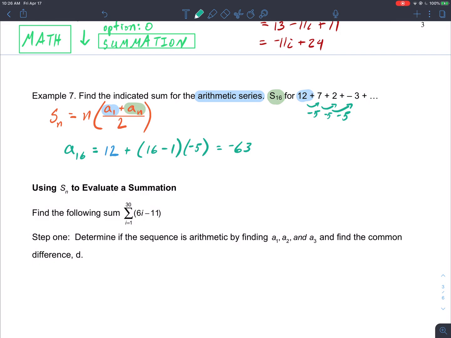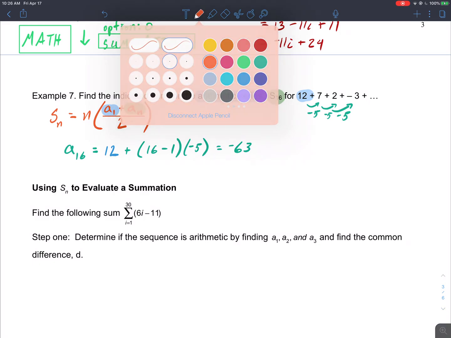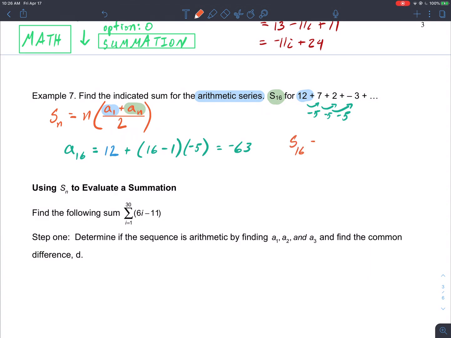All right, so now I can go straight to that formula. S sub 16 is equal to 16 times 12, the first term, plus negative 63, the 16th term, divided by 2. And that equals negative 408. Negative 408. There you go.